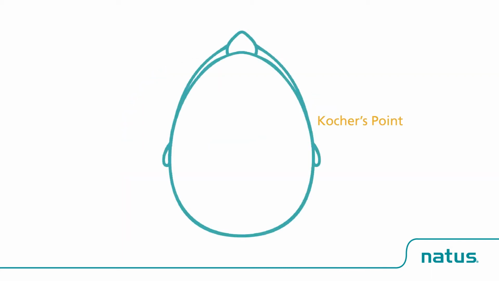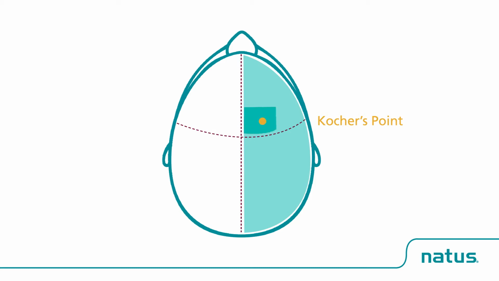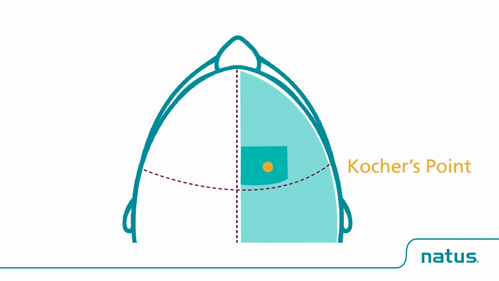The patient should be positioned supine with neutral head alignment. Clip the patient's hair where the ventricular catheter will be placed. Most commonly, this will be Coker's point in the right hemisphere. Mark the location of Coker's point.